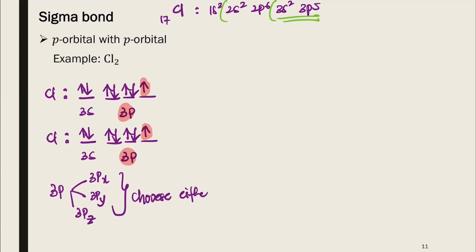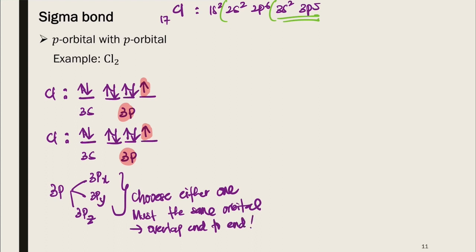Dalam case ini, kamu kena pilih orbital yang sama. You must choose the same orbital because the overlapping happens end to end. Jadi kalau kamu pilih satu px dan satu py, itu end to end dia tidak dapat bertemu. So bila dia tidak dapat bertemu, dia tidak boleh overlap. Jadi pada case ini saya akan pilih 3px.